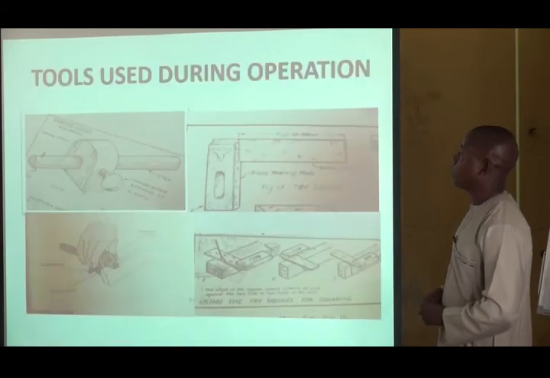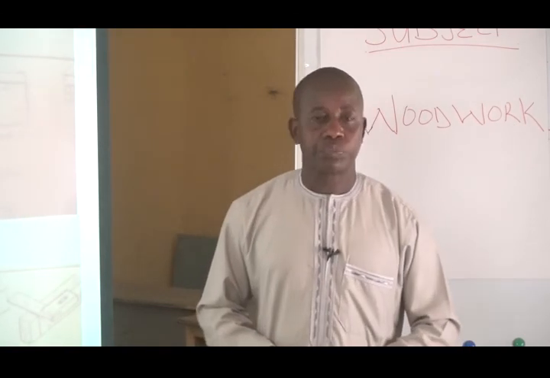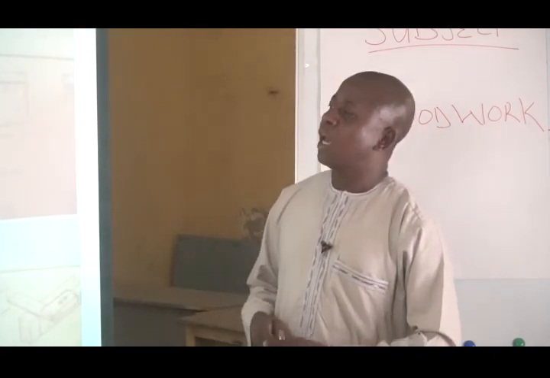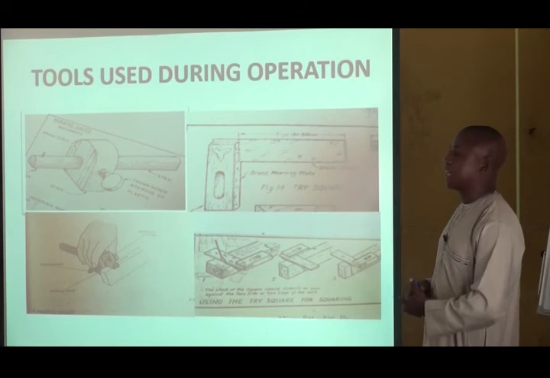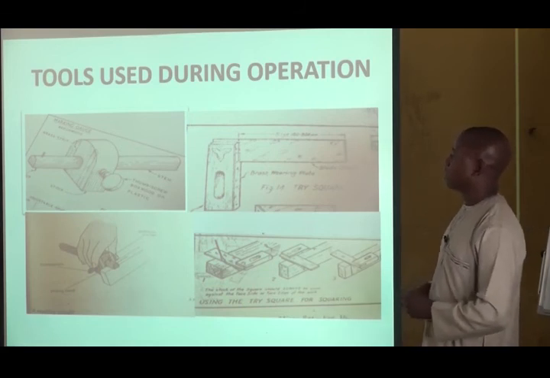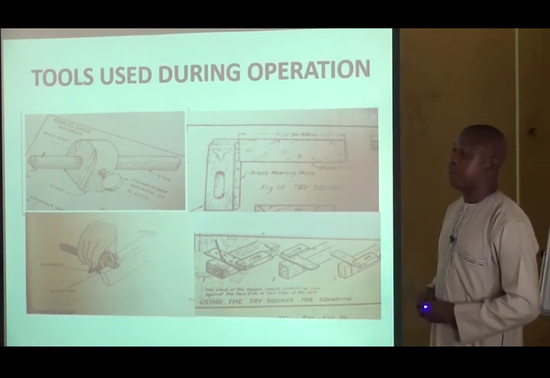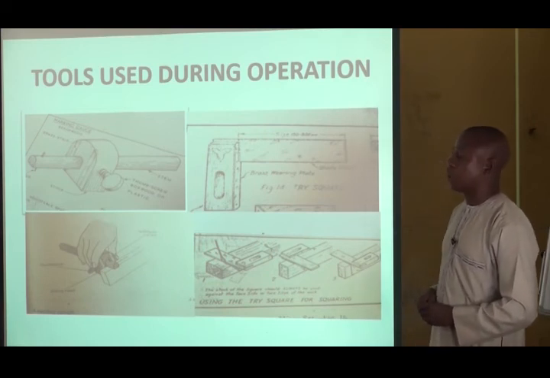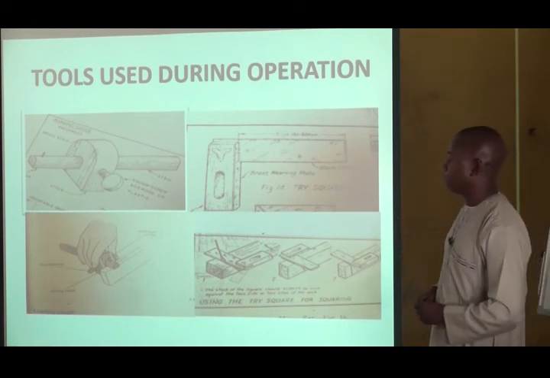That takes us to the tools used. On the diagram we have on the board, the first drawing is the marking gauge, which consists of the stem, the thumb screw, and also the pin, where the measurement in conjunction with the stock is being taken. And the second tool by my right here is the tri-square.